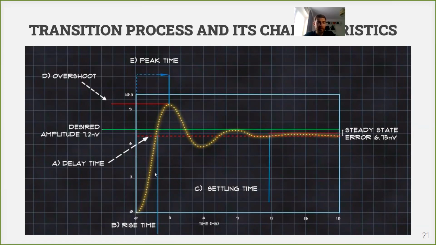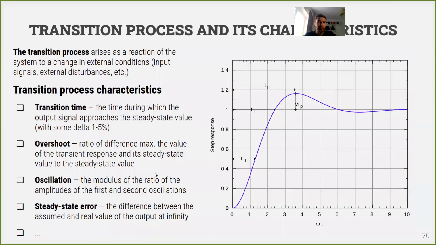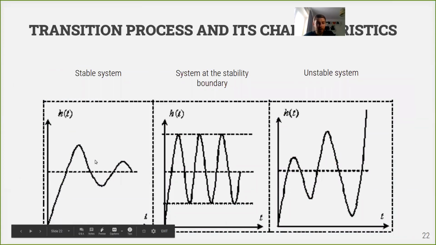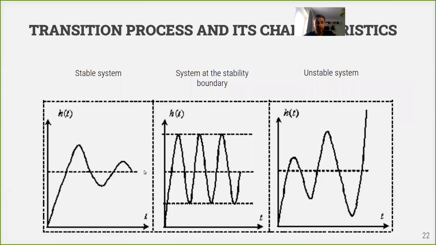So these are the main characteristics of the transition process. And also the last thing, 3 types of system we can distinguish. There is a stable system. After the transition process, this system slowly or quickly reaches the desired level. The main thing here is that oscillation is decreasing and we reach the desired state.